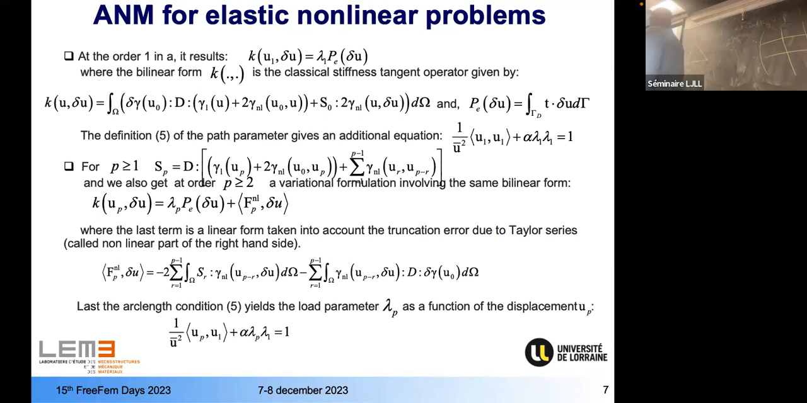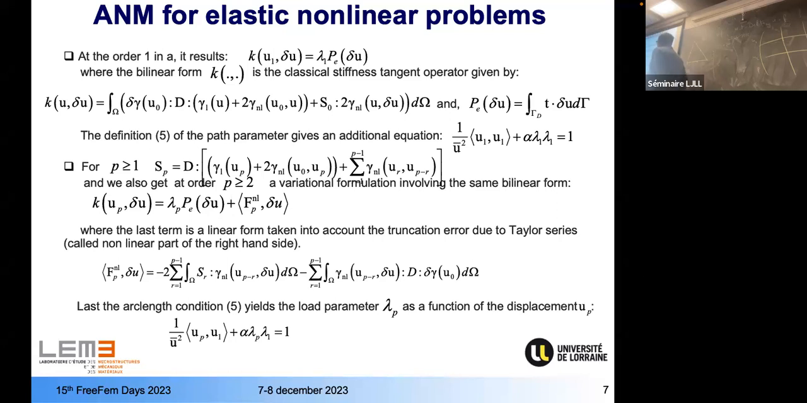The result is, at order one, we have a variational formulation involving a bilinear form K, that is a tangent operator. So U1 is the value of U at order one, lambda one is the value of the loading parameter at order one. And so we have the linear form delta U. And we have an additional equation for the path arc length condition.